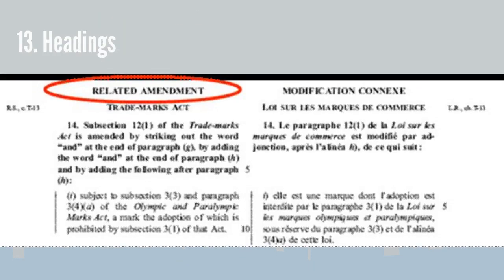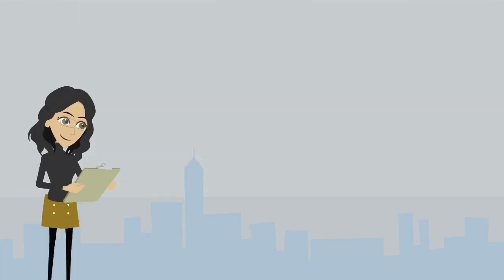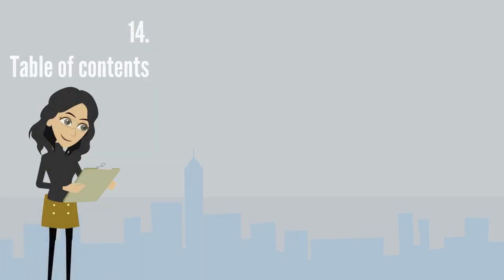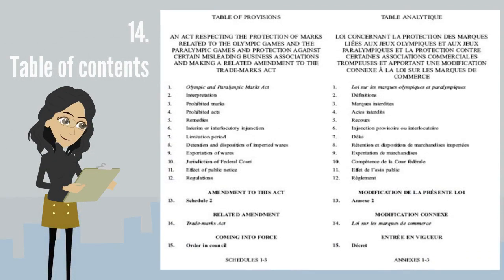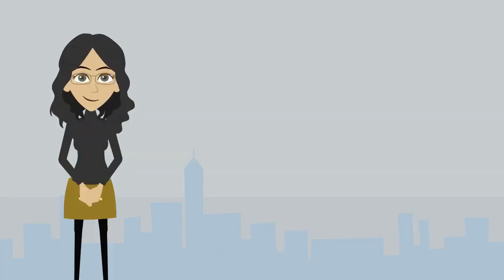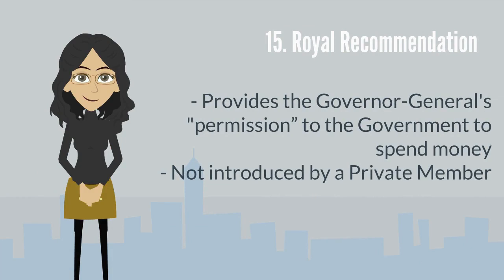Headings. These are like marginal notes in that they help you navigate your way through the text of a bill. Complex bills tend to include a table of contents or a table of provisions. Finally, the last part of a bill is a royal recommendation. It provides the Governor-General's permission to the government to spend money. It is normally not a part of a bill introduced by a private member.